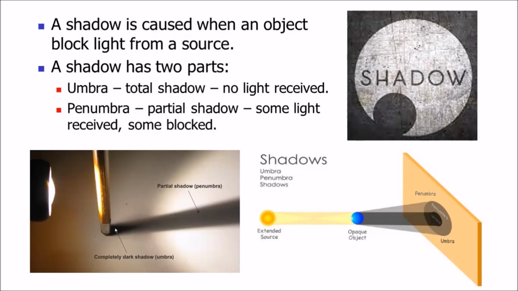So when we talk about shadow, shadows have two parts: umbra, which is a total shadow where no light is received, and penumbra, which is a partial shadow region where some light is received and some is blocked. You can see here we have an extended source, an opaque object, and umbra and penumbra being formed here.